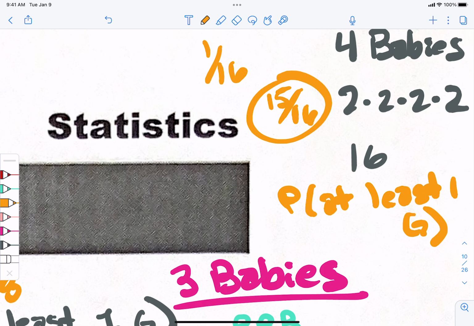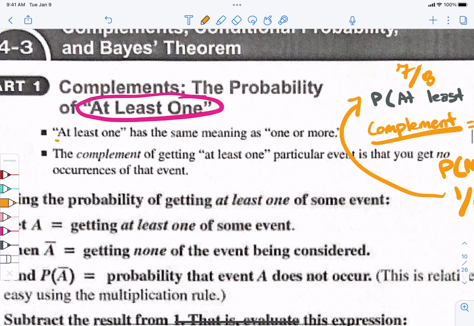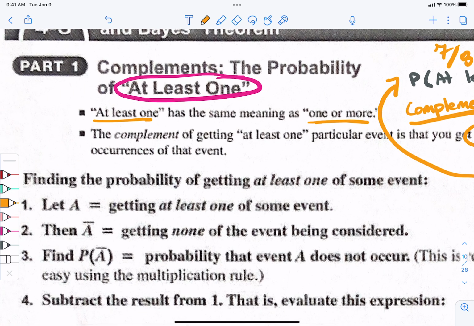At least 1 is not terribly difficult if you do the opposite. But if you don't know how to do the trick, you have to list them all out, and nobody wants to do that. I don't want to list out all 16 combinations because I'm going to miss one. So 15 out of 16 would be that combination, correct? At least 1 has the same meaning as 1 or more, and you do the complement of at least 1, which is getting none of that. No occurrences of that event. So no girls, and then subtracting, okay?